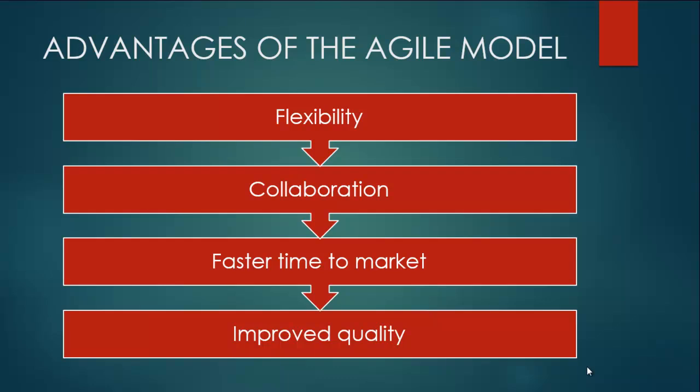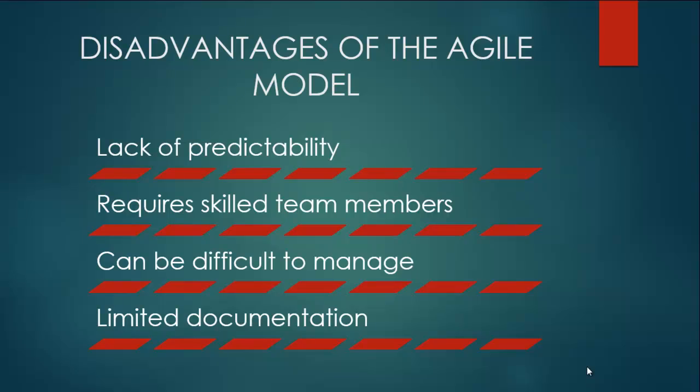Despite these advantages, the Agile model is not without disadvantages. So we move to the disadvantages. Some of the disadvantages of the Agile model include lack of predictability. The Agile model is less predictable than others. It relies on frequent changes and adaptation to meet evolving requirements. And because of these changes that can come up at each stage, it is not predictable.